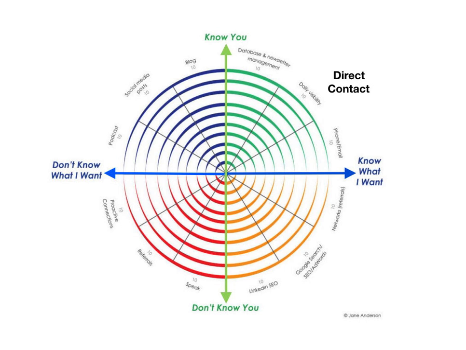So the very first one, as mentioned, is direct contact. And in this quadrant, you are going to focus on building and growing your database and segmenting your database, which is why we have database management. And if you don't have a database, it's very important to actually start one.